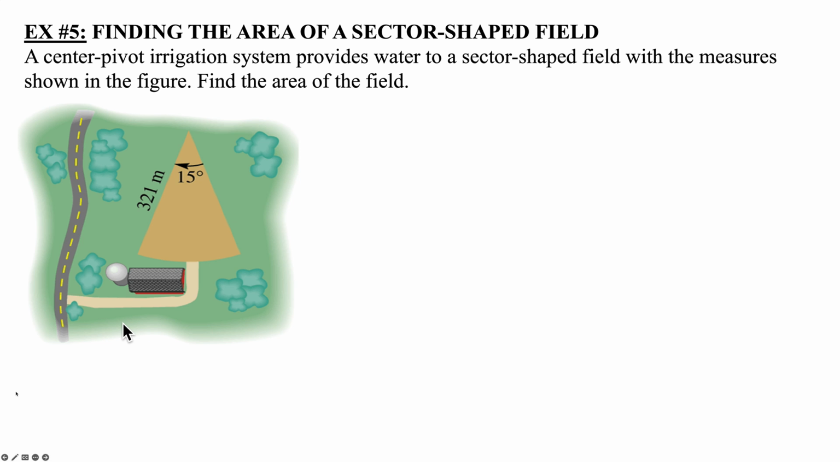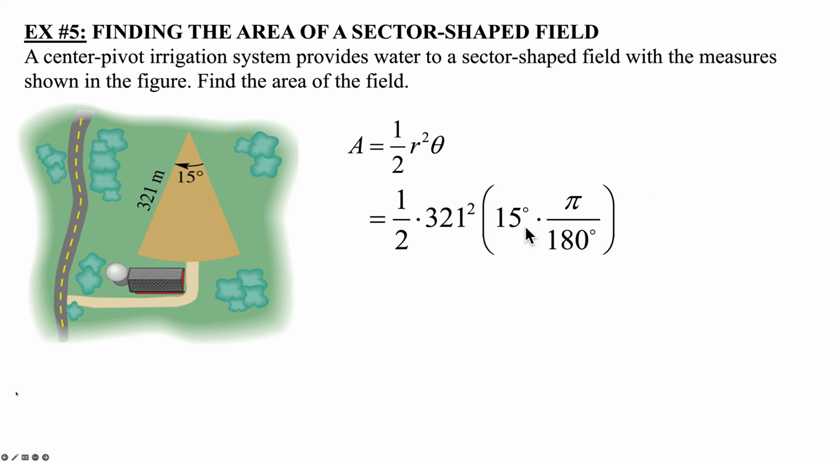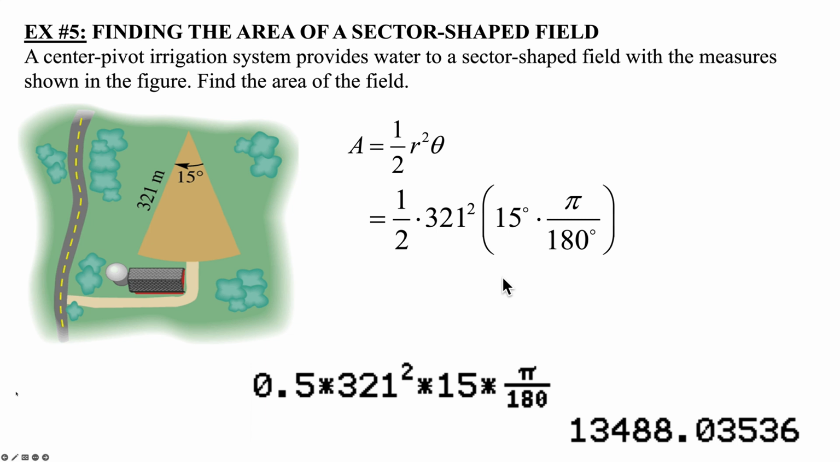Okay, first example, finding the area of a sector-shaped field. The center pivot irrigation system provides water to a sector-shaped field with the measures shown in the diagram. Find the area. Okay, there's my formula. 15, whoops, we have to get this in radians, so we're going to have to multiply that by pi over 180. There's my radius. Enter everything in. We'll go to the calculator.